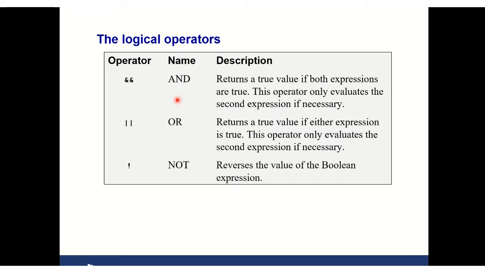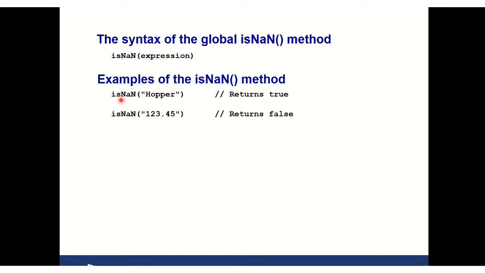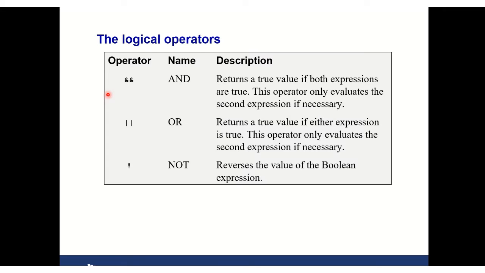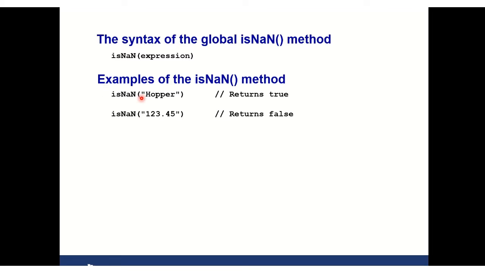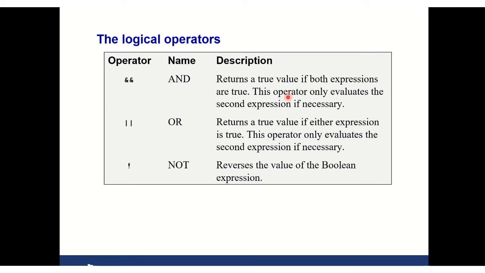Let us say, in the previous example, if we put not is nan hopper, then it should return false, right? Is nan hopper returns true. Then if you put in this exclamatory sign, or not sign, then you would expect not is nan hopper to be false. So that's how these logical operators are evaluated.